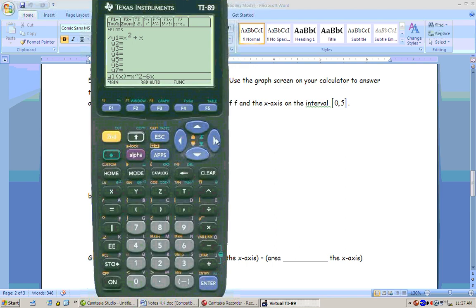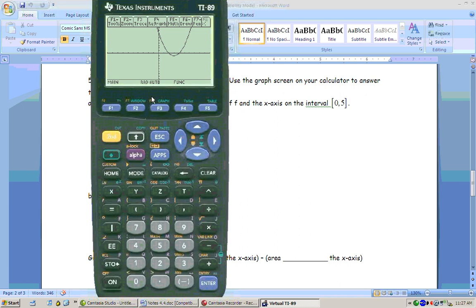Is it minus 6x plus 8? I'm going to try zoom 6. Just see how that looks. Okay. And the question is asking me to find the total area that's enclosed by the graph of f and the x-axis on the interval from 0 to 5.